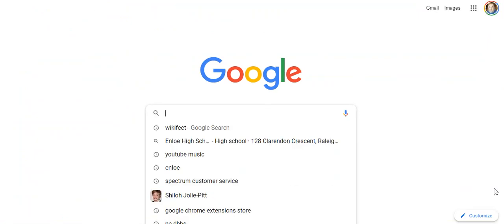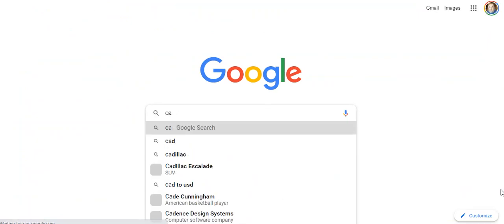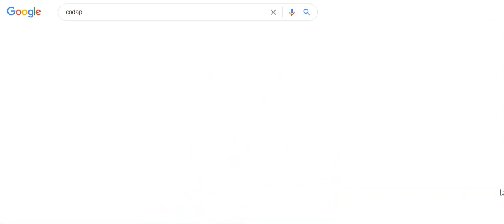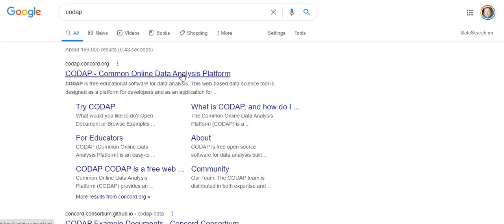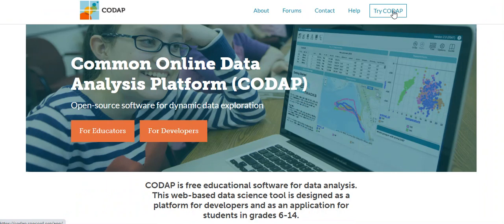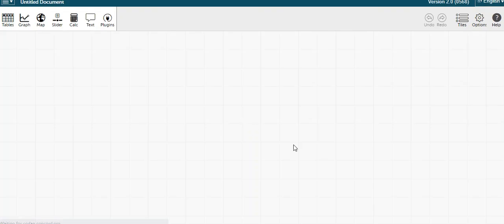So let me find CodeApp, if I can spell it correctly. All right, bet you didn't know what it stood for. Common Online Data Analysis Platform. And we're going to try CodeApp. And we're going to create a new document.